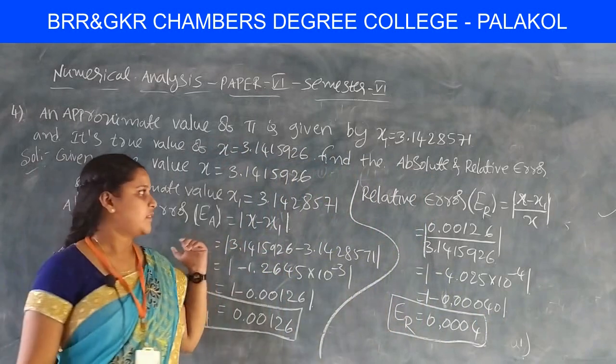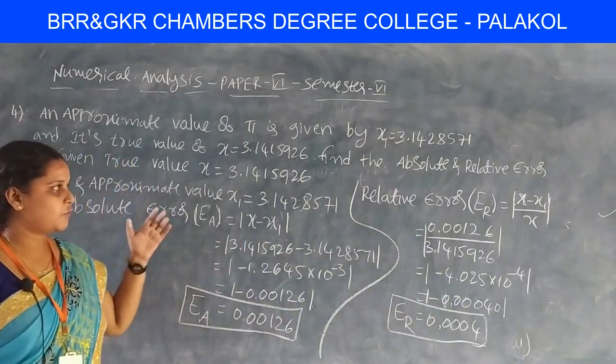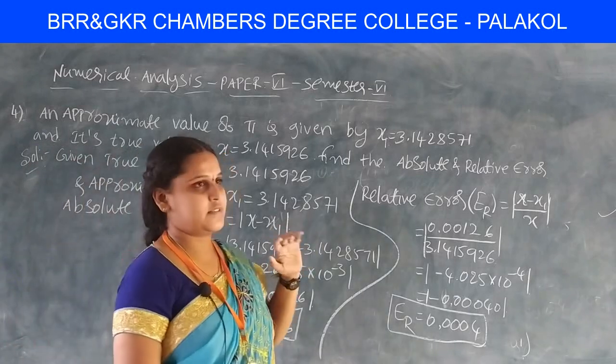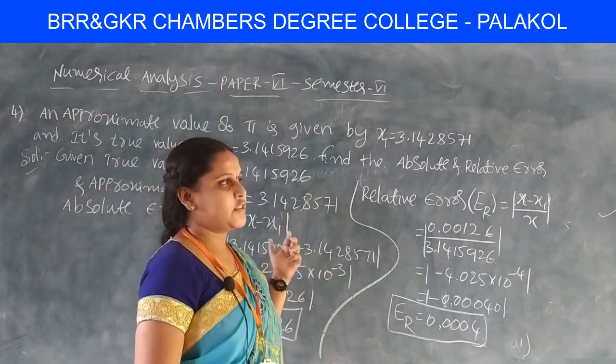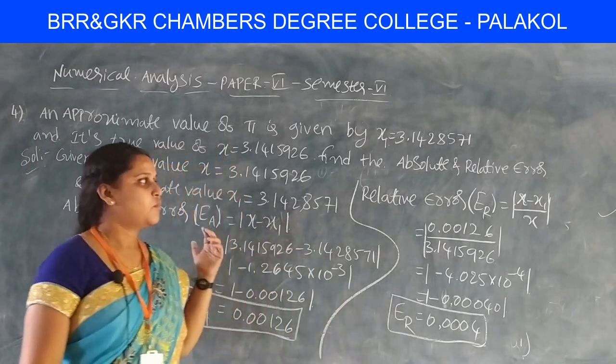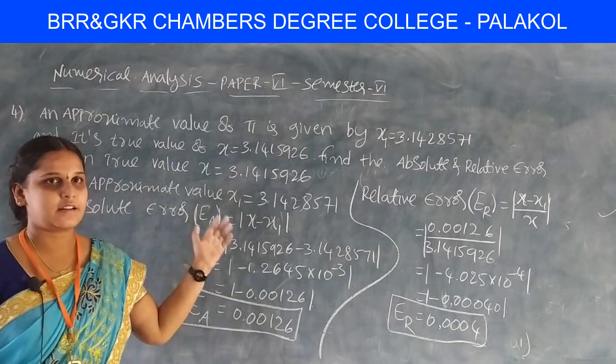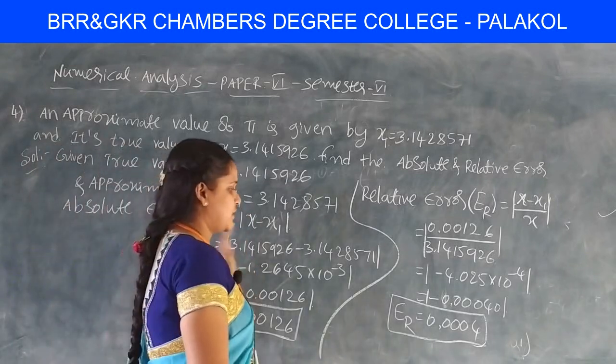So there are 3 or 4 problems to find the absolute error, relative error and percentage error. So in the first unit there are 3 examples of the important absolute error, relative error and percentage error. This sum is also complete.